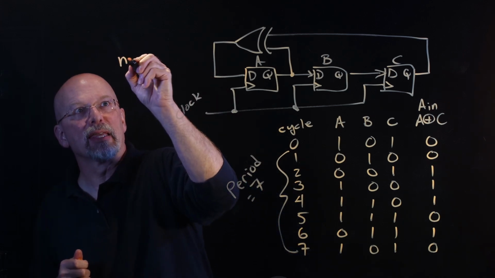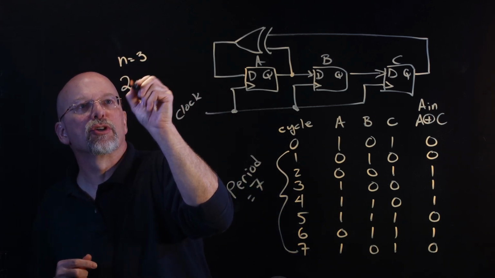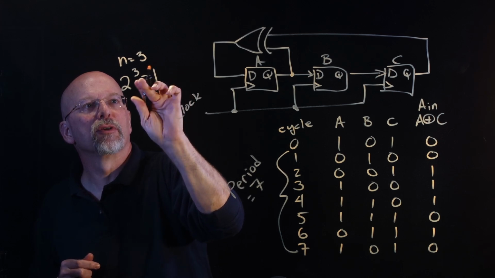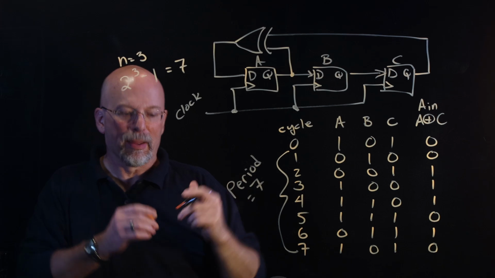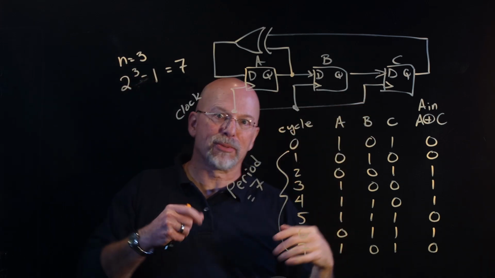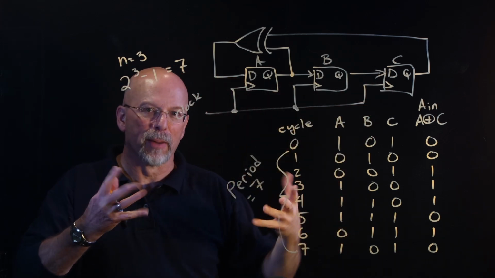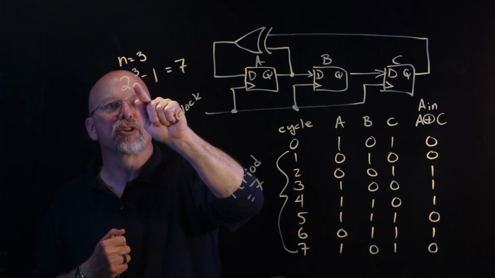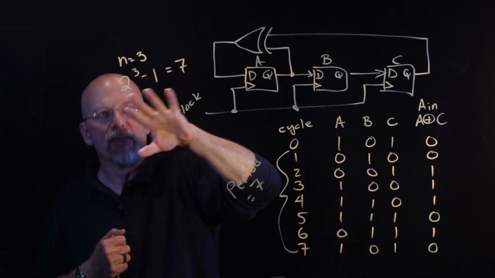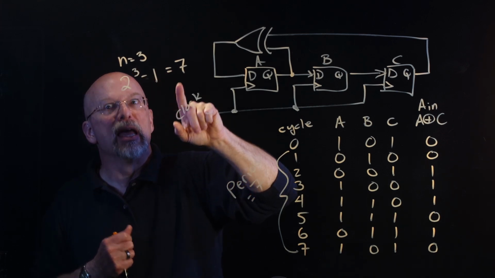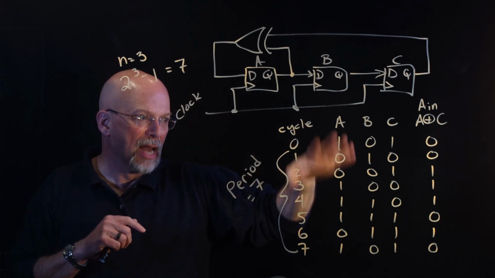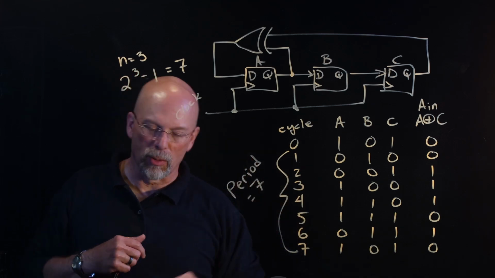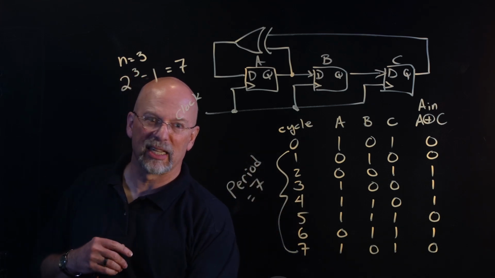We have n is equal to 3. So 2 to the 3 minus 1 is equal to 7. So that means that this particular set of taps gave us the maximum period we could get. This 2 to the n minus 1, that is the maximum period. And remember, we have this minus 1 because 0 cannot be included in our sequence, or else it will be stuck in 0.